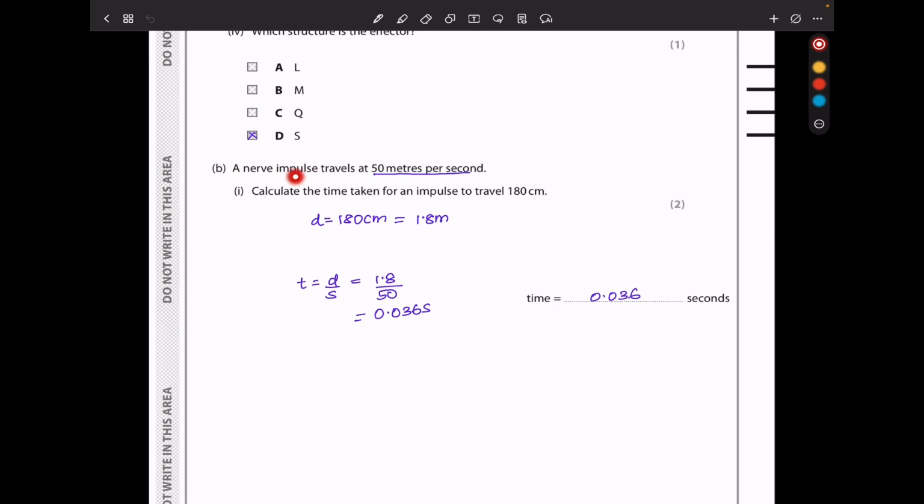Part B says a nerve impulse travels 50 meters per second. Calculate the time taken for an impulse to travel 180 centimeters. The distance required is 180 centimeters, which is 1.8 meters. If it travels 50 meters per second, that is going to be the speed. So time taken is going to be the distance, which is 1.8, divided by the speed, giving me 0.036 seconds, and that is the answer. This is S for seconds.